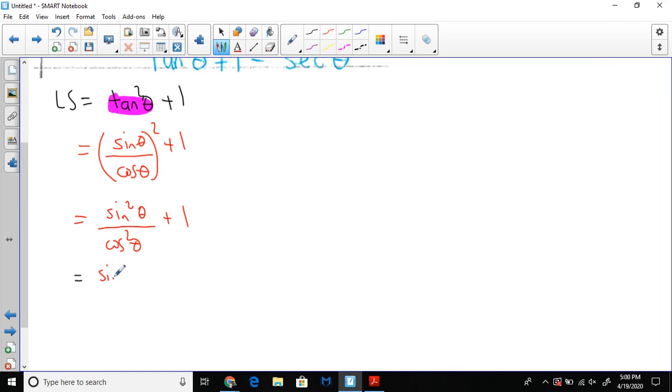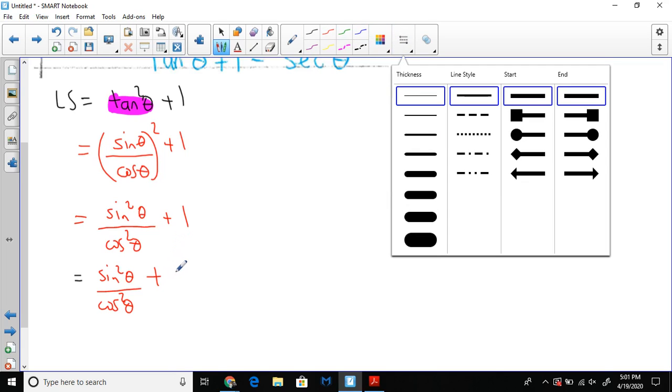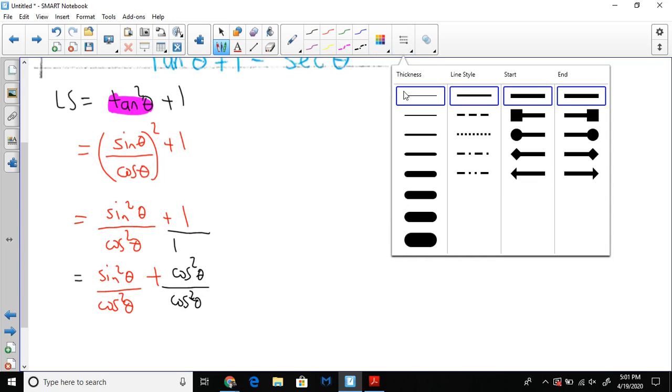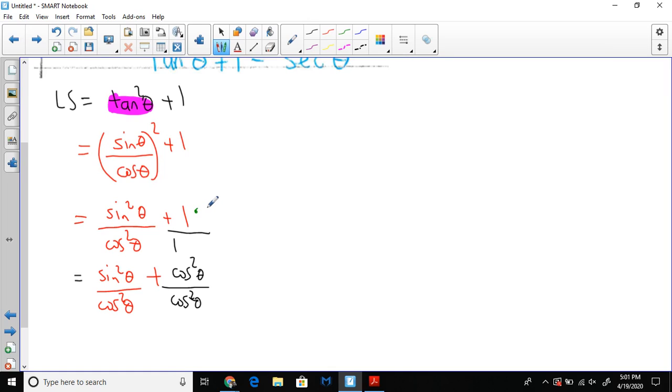Okay, so this stays the same, right? Sine squared theta over cos squared theta plus, but what's my common denominator going to be? Well, it's going to be cos squared. So I'm just going to write it as cos squared theta over cos squared theta, because again, this is 1 over 1. And I multiply this by cos squared theta, and this by cos squared theta, to get my common denominator. Okay?